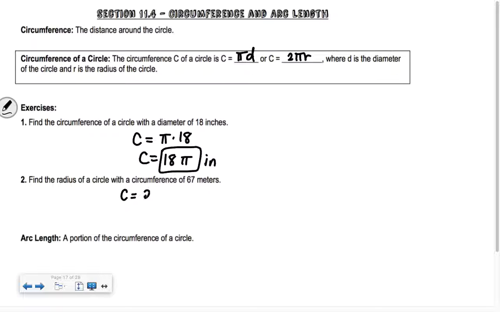All right, find the radius of a circle if you have a circumference of 67 meters. So circumference is equal to 2 times pi times r. So if I have a circumference of 67 and I want to solve for my radius, I have to get rid of this 2 in the pi. So we divide it out. So we do 67 divided by 2 pi. Now I do want you guys to do this on your calculator because a lot of people do this on their calculator incorrectly. So go ahead and do 67 divided by 2 pi on your calculator. And tell me what you get.